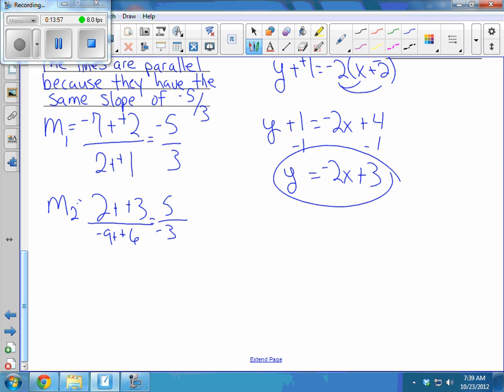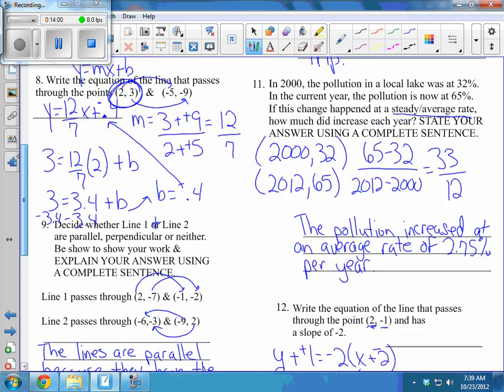And that's it. That is the first page. The second page has already been done for you.